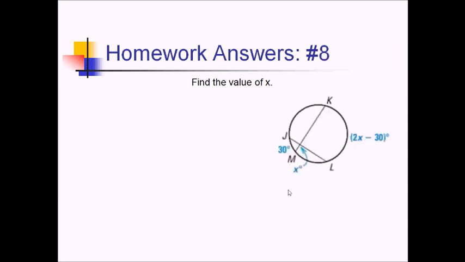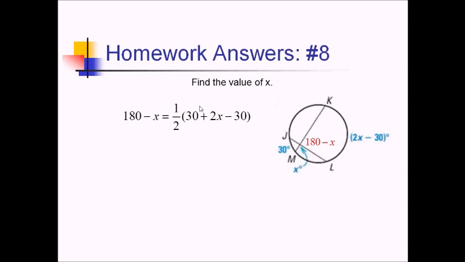To figure out the value of X here, I'd love to set up an equation that involves this angle and these two intersected arcs. We know that this angle is going to be half of 30 plus 2x minus 30. But let me express this angle first. If this angle over here is x, this angle right next to it is going to have to be 180 minus x. So then I can set up the equation 180 minus x equals one half of 30 plus 2x minus 30.